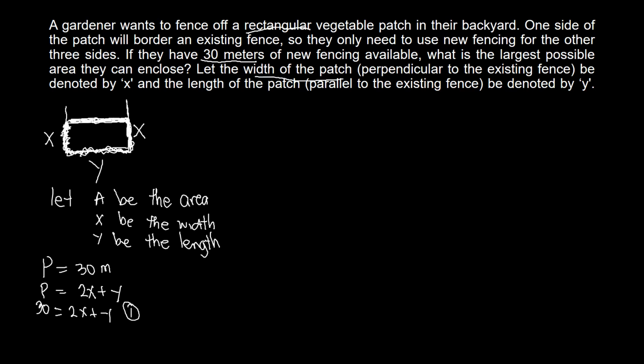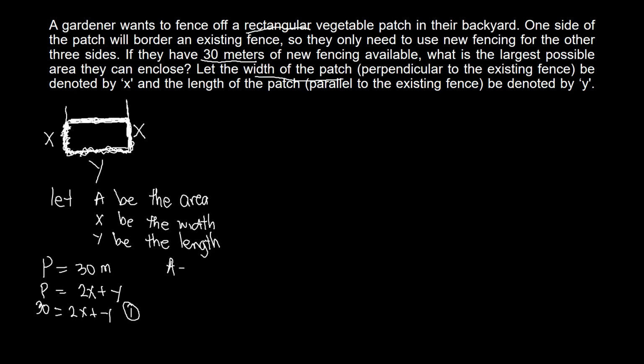And another equation that we can come up with, because once we do an optimization problem, normally we're working with two equations. The first equation is with the given, which is the 30 as the perimeter. And the next one is what we wanted to optimize or maximize, which is the area.